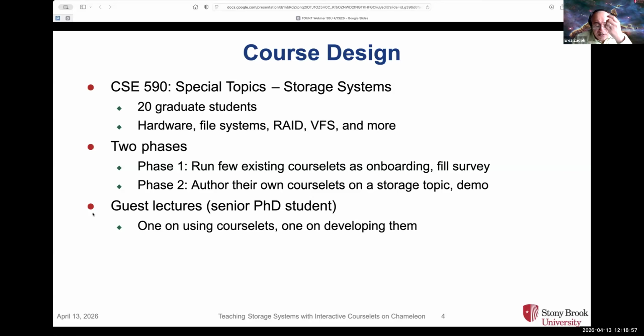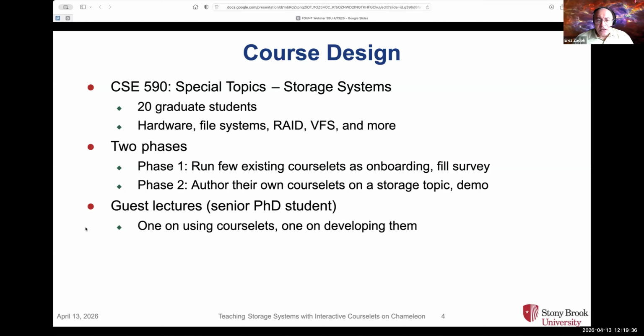The way we did at least part of the course, there were two phases. In the first phase, we already had some courselets that were developed in my lab by Tyler and other students who've come to the project. And we said, we're going to just have the students in the CSE 590 class run those courselets so they get the feel for how they look, and then survey them on what they liked and didn't like, so we learn from it. And in the second phase, the next homework assignment, they would actually design, develop, and test one of their own storage courselets and then demo it.